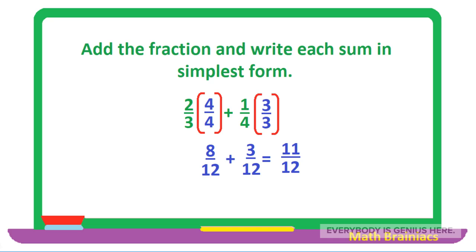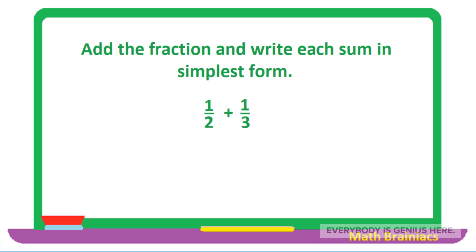Afterwards, we can add the two fractions now, but we are going to leave the denominator as it is because it is the same. So we're just going to add the numerators. 8 plus 3 will give us 11. Accordingly, our answer is 11/12. 2/3 plus 1/4 is 11/12. It is easy, right? Let us work on another example so that you can understand it well.